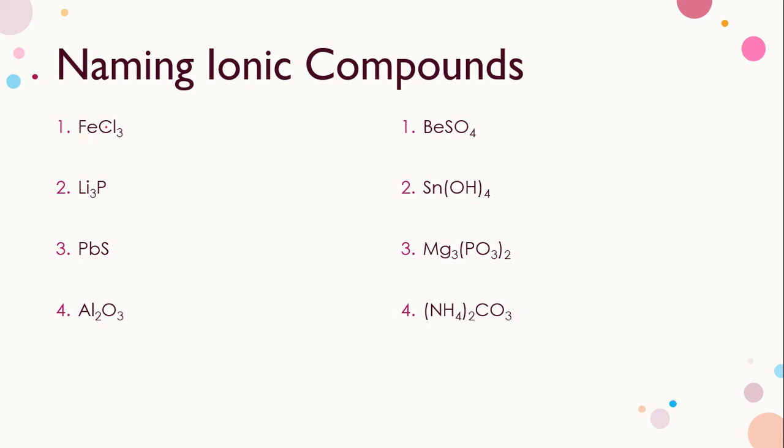So here, if we're working through these, I'm looking at the first one. I name the first element iron. This is a transition metal, so we have to figure out its charge, and we can do that by uncrossing it. So iron 3, and then we have chlorine, and it's an element on the periodic table, so it becomes chloride. On this one, we can name it as we see it.